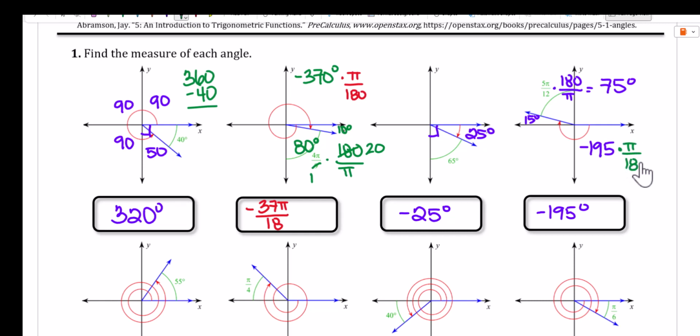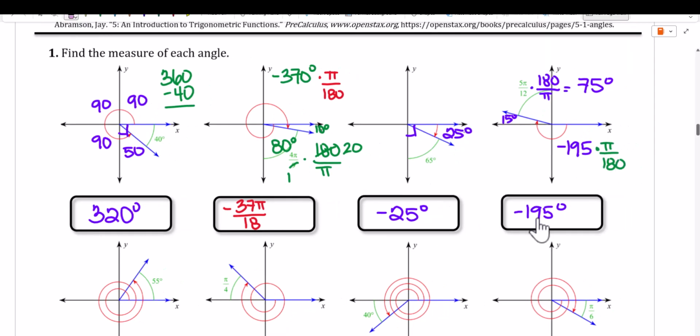So let me go ahead and erase this. If they gave us a measure in radians, right, our answer should also be in radians. So now I have negative 195 over 180, and that simplifies to be negative 13 pi over 12.